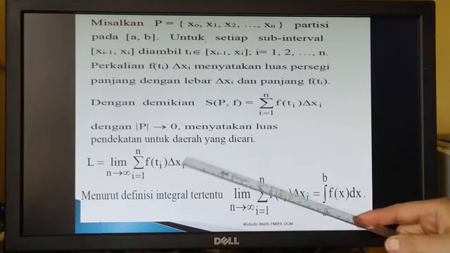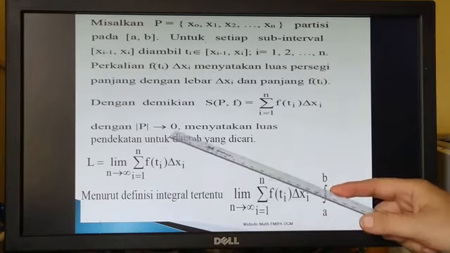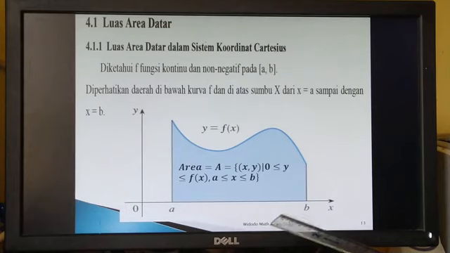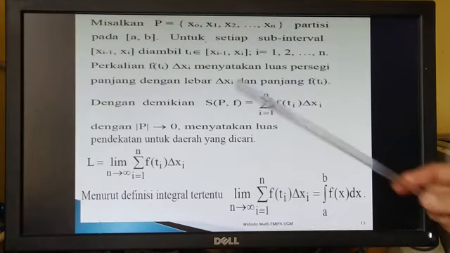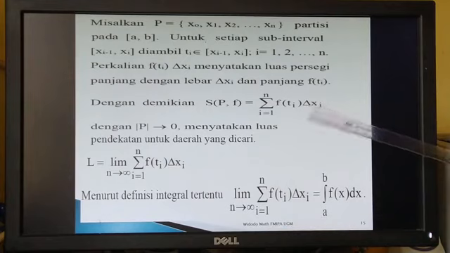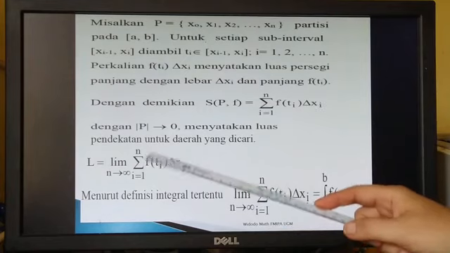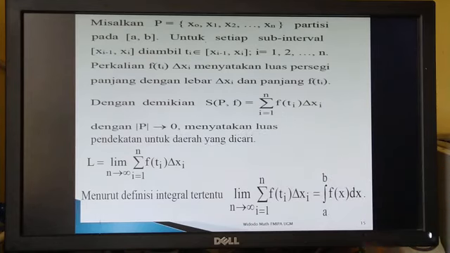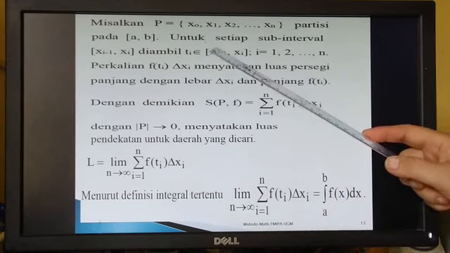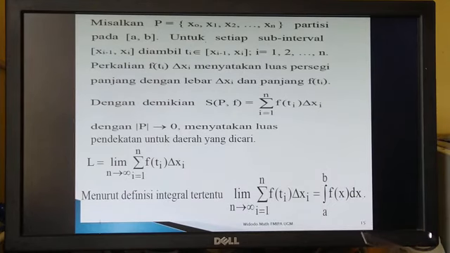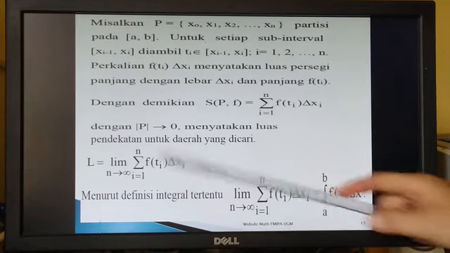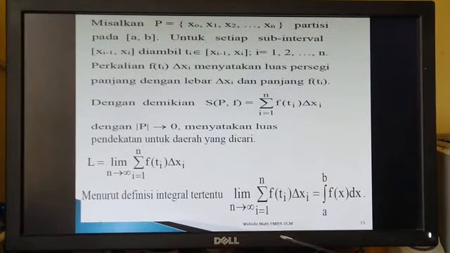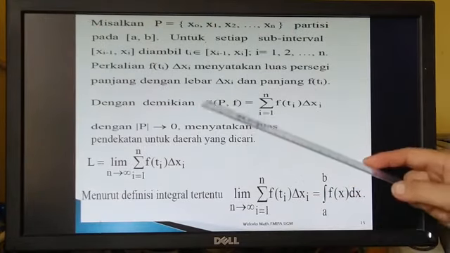If we take the limit as the norm of P tends to 0, where the norm of P is the maximum of the delta xi, then n tends to infinity if the subintervals are equal and the function f is continuous. So the L, the luas, the area in English, is actually the limit of the sum S_P.